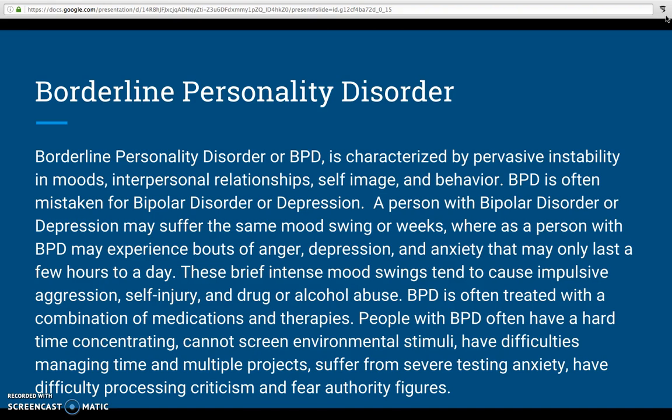Borderline personality disorder is often mistaken for bipolar disorder or depression disorders. The difference is that when somebody is bipolar or depressive, they may suffer severe mood swings that last for days, weeks on end. Whereas a person with borderline personality disorder may experience severe bouts of anger, depression, anxiety, but it will only last a few hours to a day at most. It doesn't last very long. But these mood swings are very intense, and they cause a person to be very impulsive and can cause aggression, self-injury, and drug or alcohol abuse.